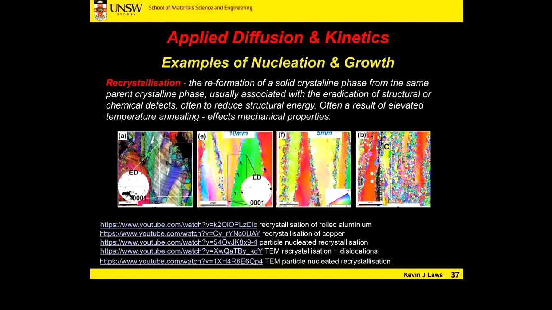These imperfections in the crystal structure can also act as nucleation sites for an event called recrystallization. In recrystallization, there's essentially no change of state. We're still precipitating the same phase, but we're precipitating it without these voids or vacancies or defects. So we're minimizing the structural energy of the material by recrystallizing new material that's free of any defects. It has a lower structural energy.